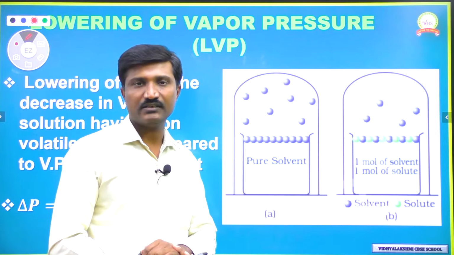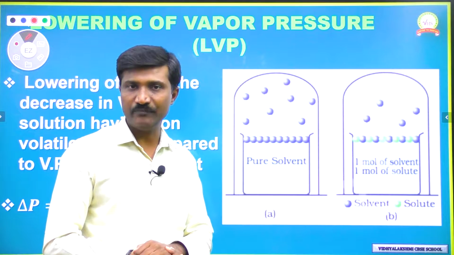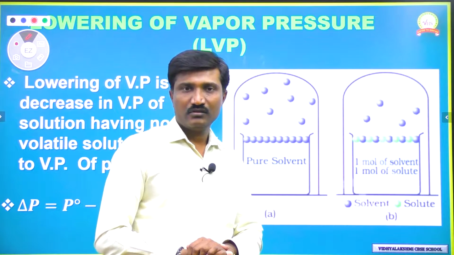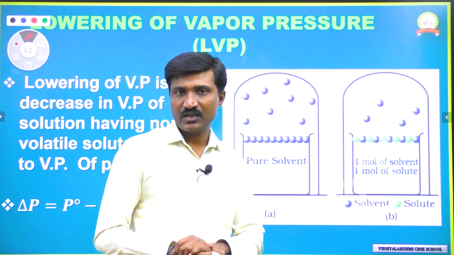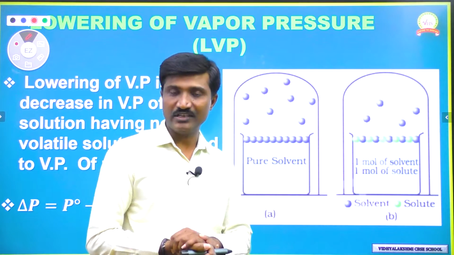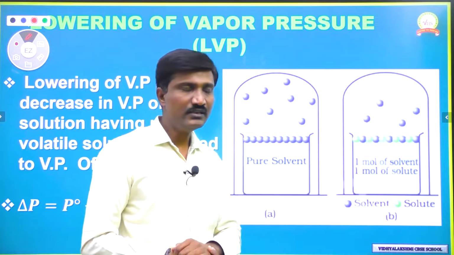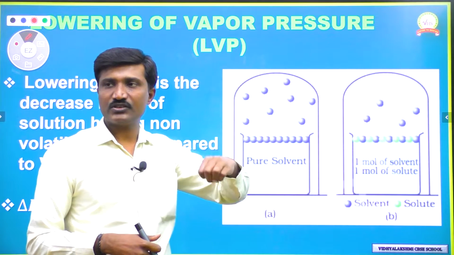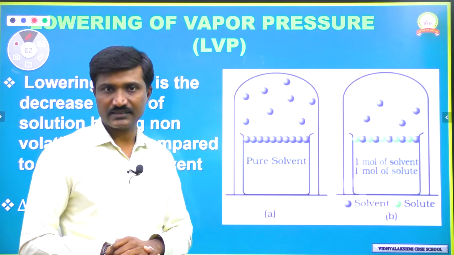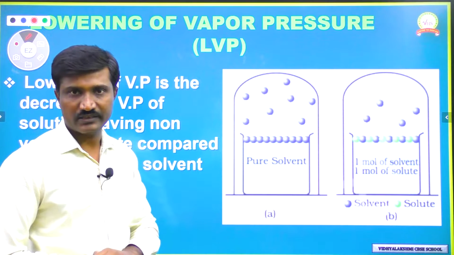For example, if you take stone, salt, glucose, and keep any of these substances in our room or in our atmosphere, do those substances undergo any vaporization process on their own? No, because they are non-volatile in nature. So if any substance does not show volatile character, then we call it a non-volatile substance. Such a non-volatile solute I am adding to this pure solvent.